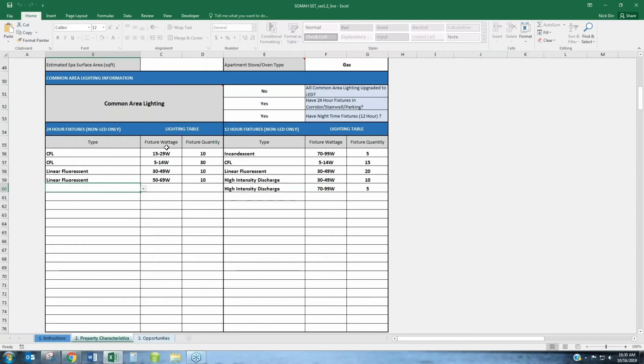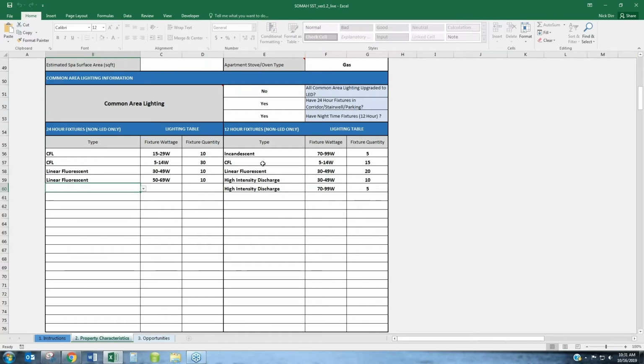So for instance, at the property, if there's a number of CFLs that are 16 watts, and a number of CFLs that are 18 watts, and a number of CFLs that are 23 watts, you can put all of those lighting types into one fixture bucket. So in this example, this property had 10 CFLs that were between 15 and 29 watts in the common areas, in the 24-hour common areas, had 30 light fixtures that were between 5 and 14 watts that were using CFL, and similar logic for linear fluorescent.